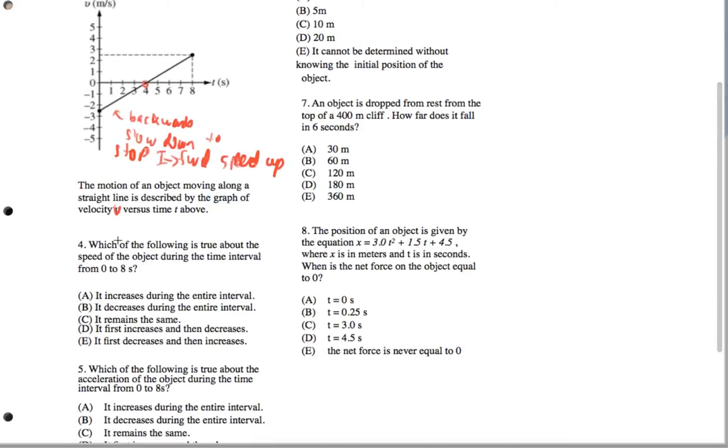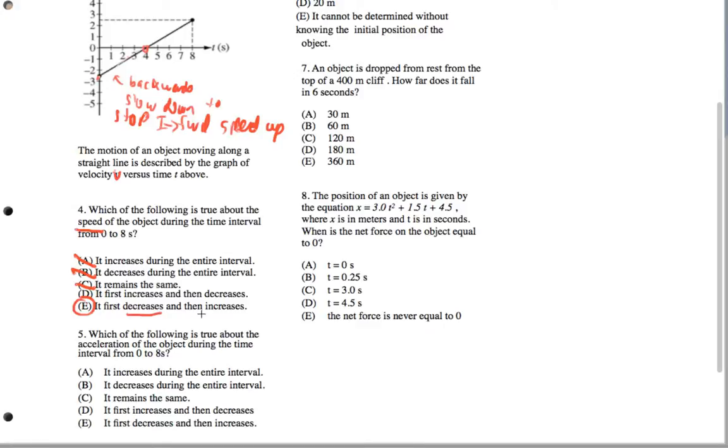Which of the following is true about the speed of the object during the time interval? It increases during the entire interval. No, it doesn't. It actually slows down from here to here. It's going backwards really fast, and then it stops, and then it turns around and goes forwards and speeds up. It definitely doesn't remain the same. It doesn't decrease during the entire interval. So if we're talking about the speed, it first decreases, as we noted here, and then it increases here. Decreases and increases, we're talking about absolute value. So it's slowing down here, going backwards and slowing down, so decreasing. And then it increases going forwards and speeding up.